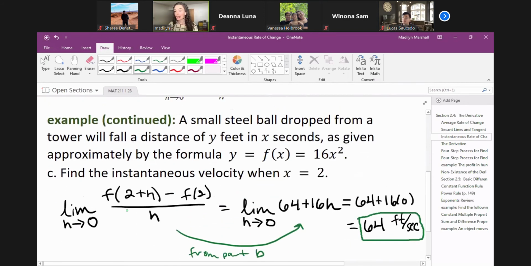So this is the instantaneous velocity. When that ball is dropped, at exactly 2 seconds, it is traveling 64 feet per second. If we were able to just take a screenshot of time at that moment and get its velocity, it would be traveling 64 feet per second.